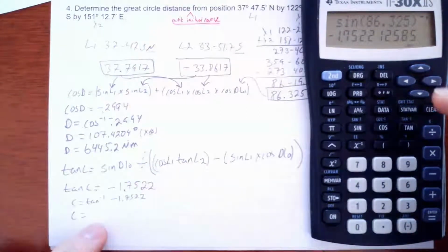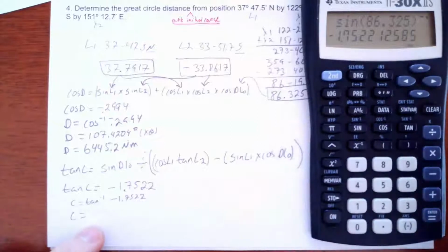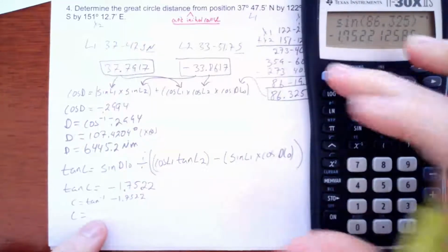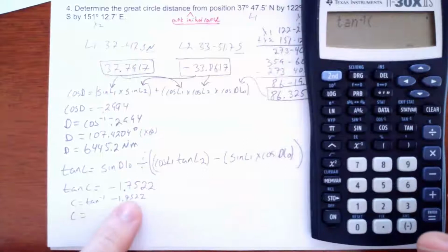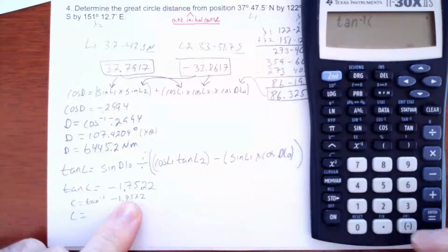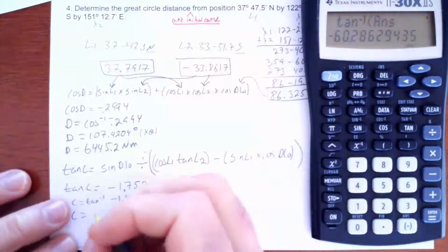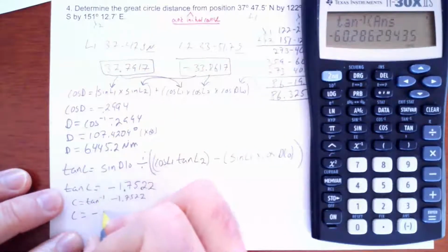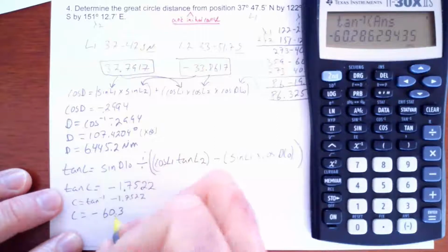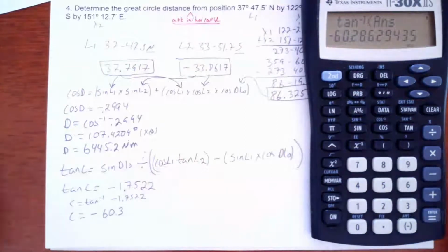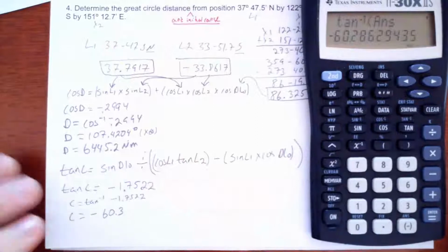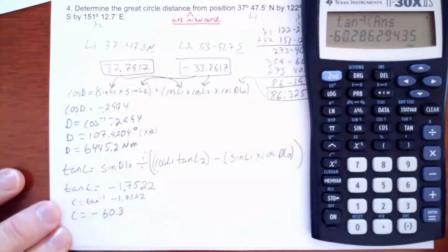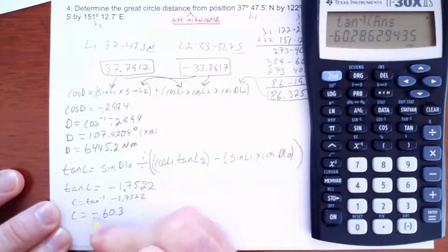So now C equals, so what I'm going to do here is do it like I did before. You can start all over again, but what I'm going to do is go second tangent. Now I'm going to call up my last calculation by doing second answer, and then I'm going to hit enter. And the answer is negative 60.3. Okay, so now this is where it's dangerous. This is where you're in a dangerous spot in the calculation, because now I have a negative number.